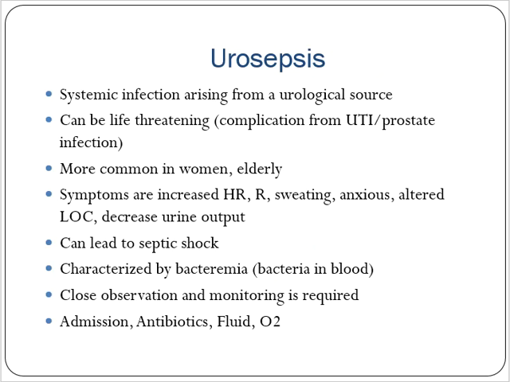Urosepsis is a systemic infection arising from a urological source. It can be life-threatening and can be often a complication from a UTI or a prostate infection in males. Urosepsis, or sepsis, is more common in women and more common in elderly women. The symptoms of sepsis are an increased heart rate, increased respiratory rate, sweating or diaphoresis, anxious, altered level of consciousness, and decreased urinary output. This can lead to septic shock if not identified and treated quickly. It's characterized by bacteremia or bacteria in the blood.